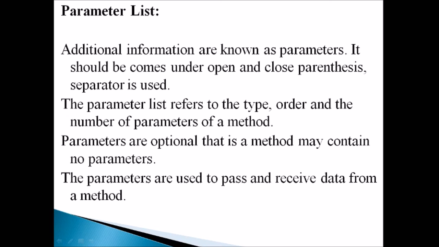Type means, in case two methods are having two parameters, then it will match the data type. One method may have int and char and another method may have float and string. Then it will be referred by the type. If both the methods are having the same types of parameters, then it will check the order. The first method may have int and char and the second method may have char and int. Using these techniques, the methods will be referred by the parameter list. These parameters are used to pass and receive data from a method.